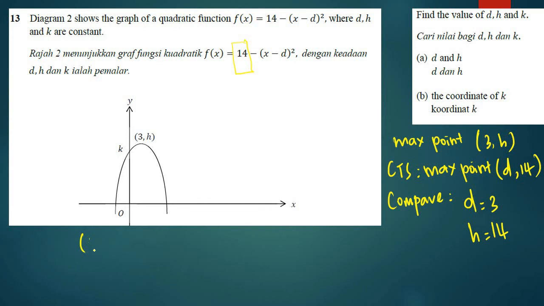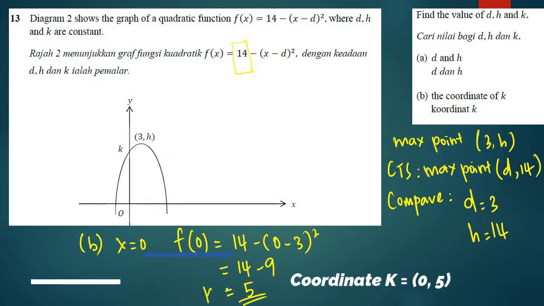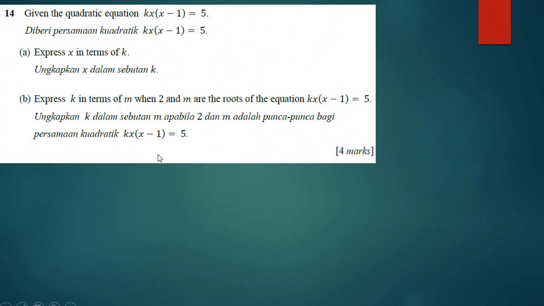Okay. Now part B. Find the coordinate of k. Now k is the y-intercept. So for the y-intercept, as we know, x must be equal to 0. So substitute x equals to 0. d is 3, so 14 minus 9 equals to 5. Get it? Okay, let's move on to the next question.